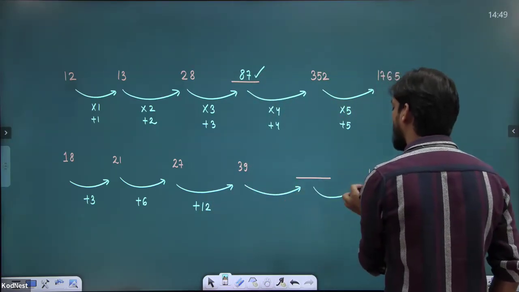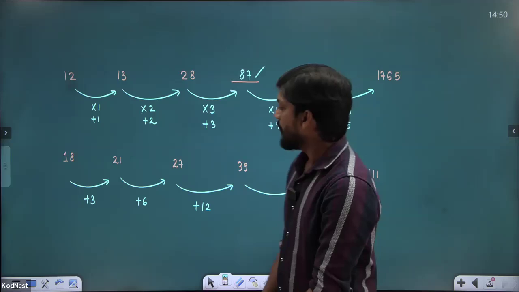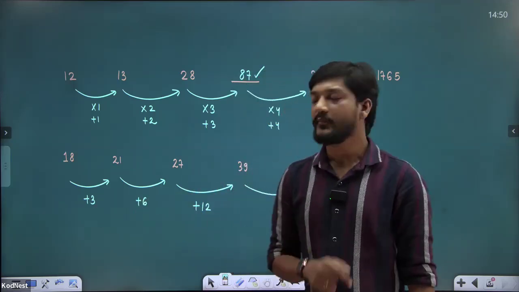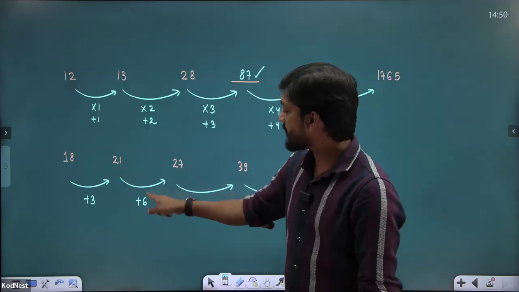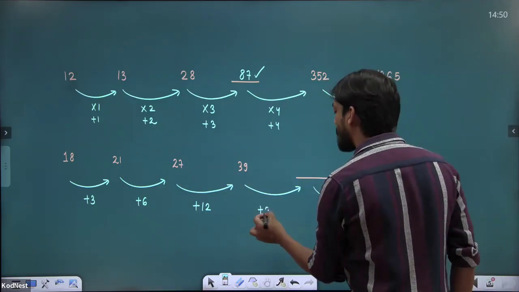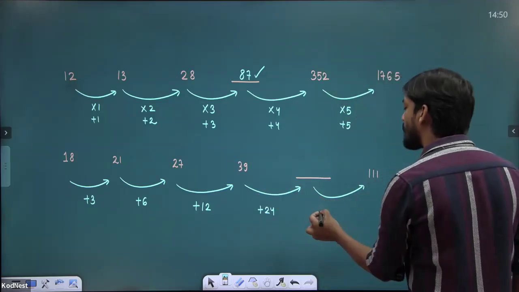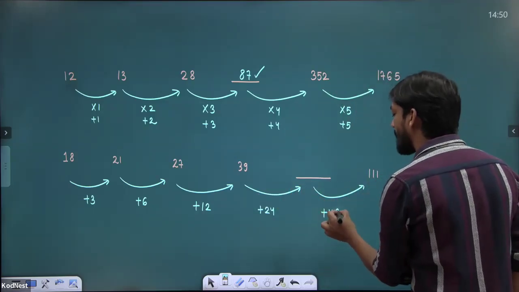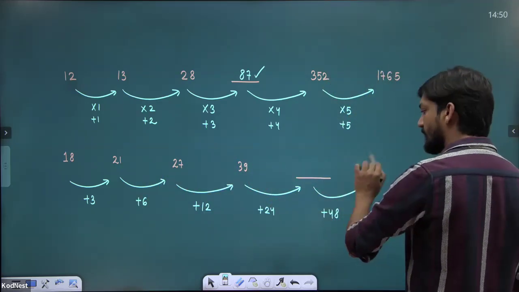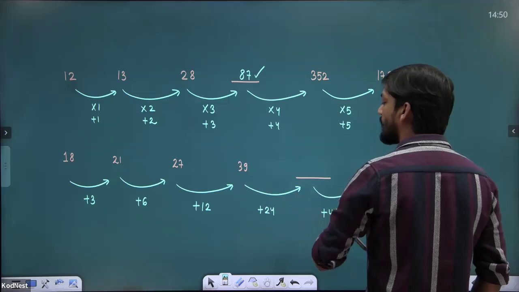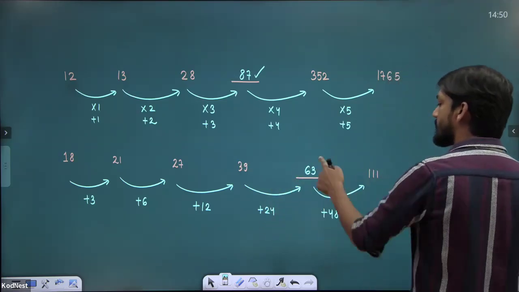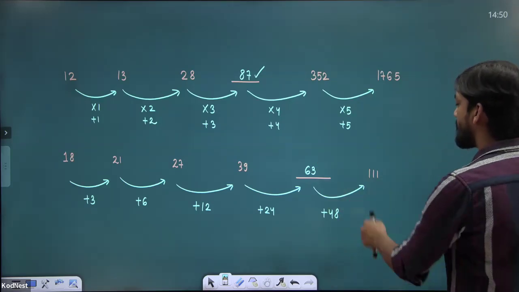Now next and next. My dear, it is not 3 into 1, 3 into 2, 3 into 3. It is 3. Twice of 3 is 6. Twice of 6 is 12. Twice of 12 is 24. And twice of 24 is 48. So the value is becoming twice, again twice, again twice, like that. So 39 plus 24 is 63. 63 plus 48 is 111.